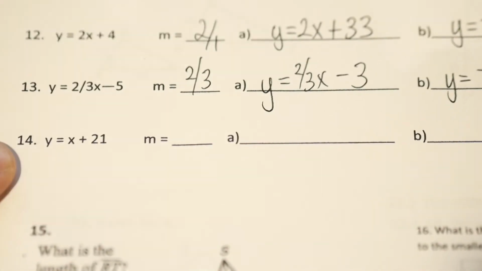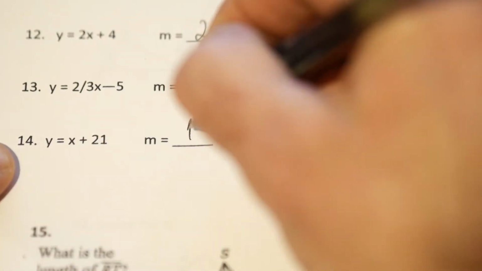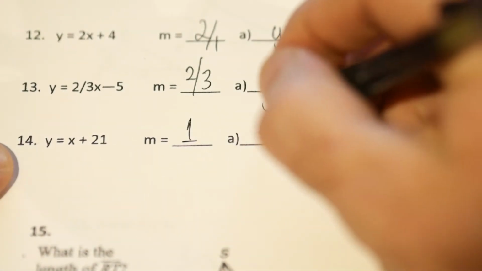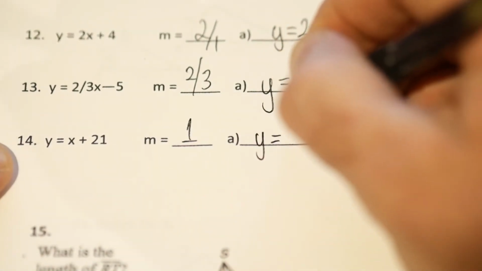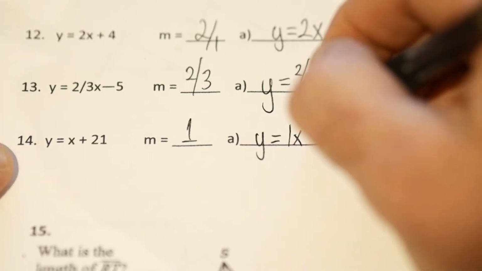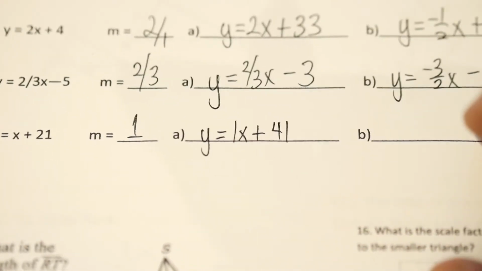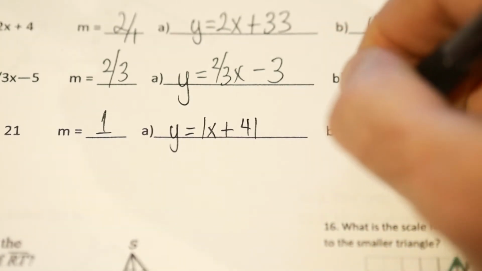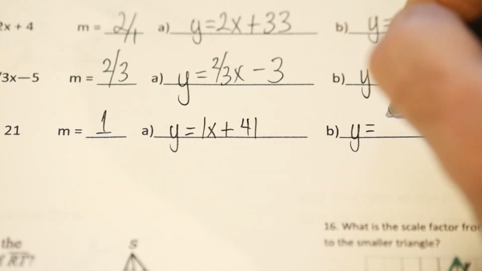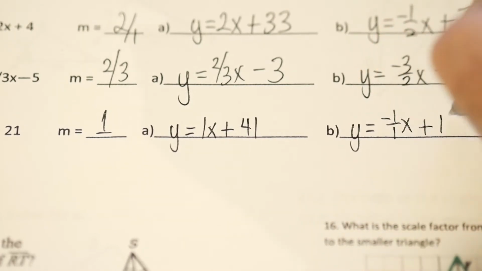All right, and on 14, the slope here, there's no number there, so there's a 1 implied. So for parallel, y equals, you could put 1x or just leave x, plus 41. And then over here, for the negative or opposite reciprocal for perpendicular, it's going to be negative 1 over 1, or it could just be negative 1x plus 13.